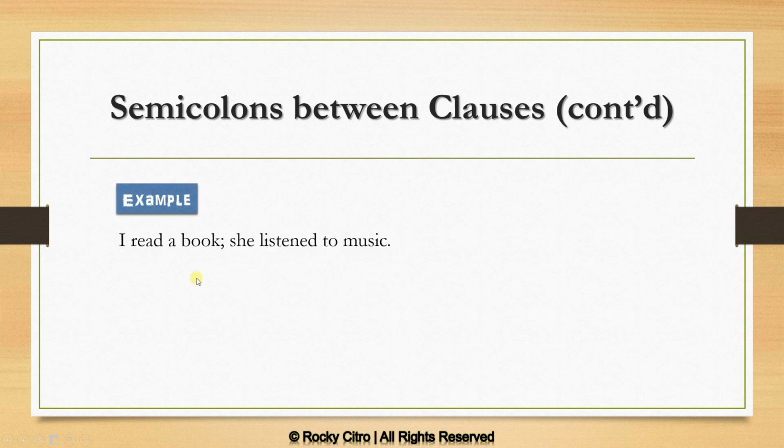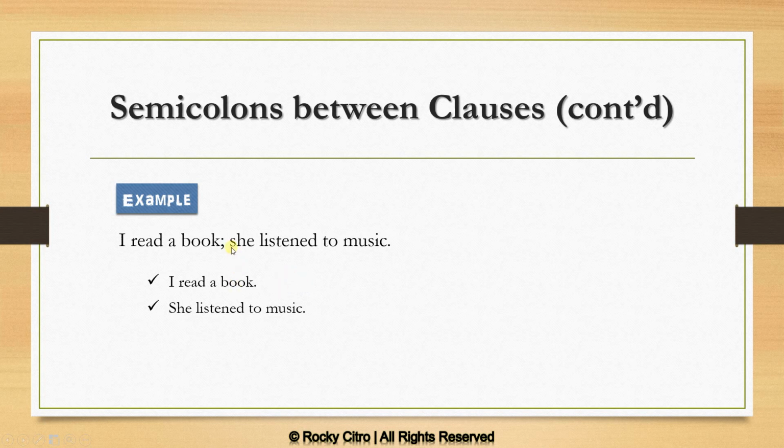Using the example from the comma video series, we just tweak it slightly. I read a book; she listened to music. We have to look first and see if we have two independent clauses, or two grammatically complete ideas. I read a book is complete, and she listened to music is also complete.